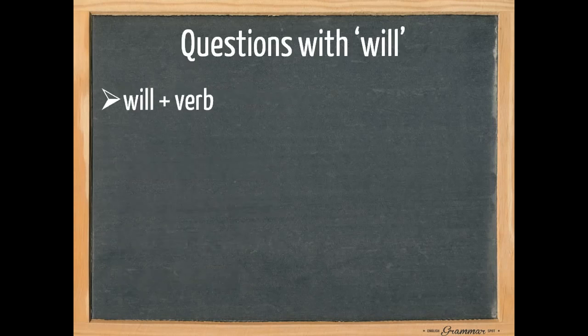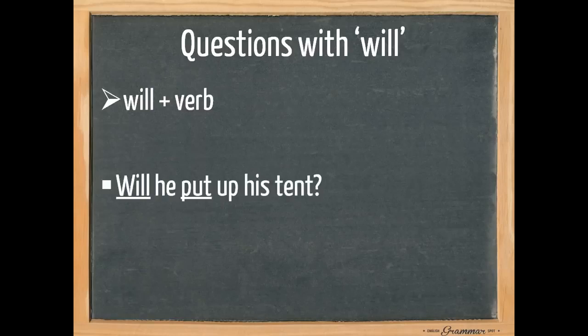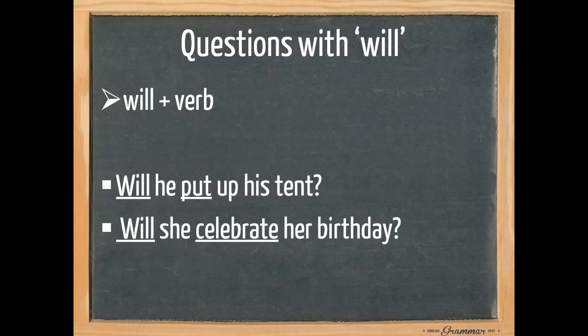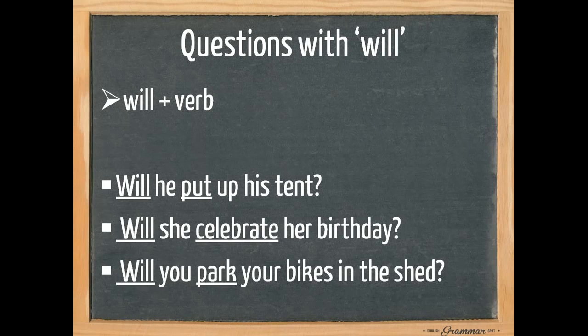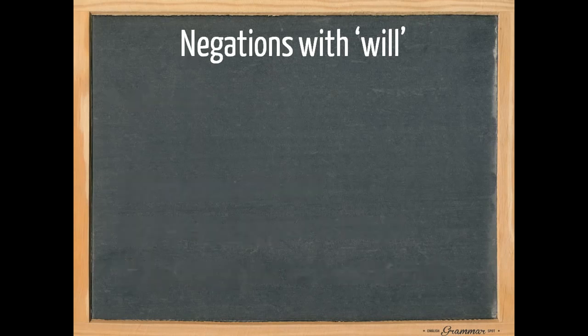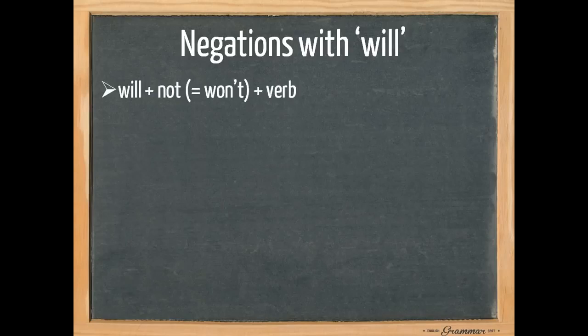Let's look at questions with will. Again, we use the base form of the verb. Will he put up his tent? Will she celebrate her birthday? Will you park your bikes in the shed? Let's look at negations with will. We use will and add not, contracting it into won't, and the base form of the verb.